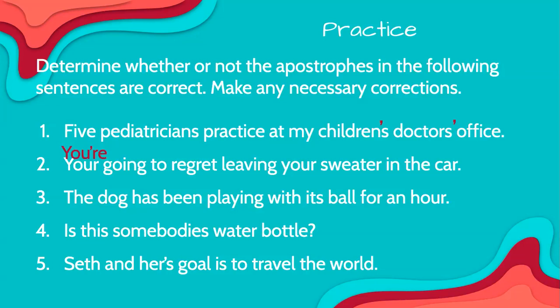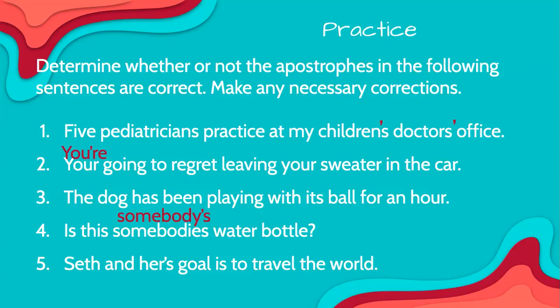Number 4, is this somebody's water bottle? Somebody's. Right now, it looks like the writer tried to make it plural, which you're not actually going to do with somebody's anyway. Somebody's, i-e-s, is not a word. I want to create possession. So to do that, it's somebody, apostrophe s.